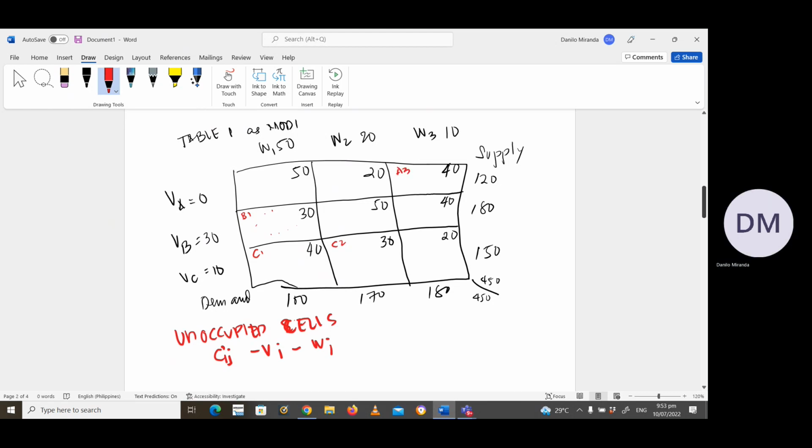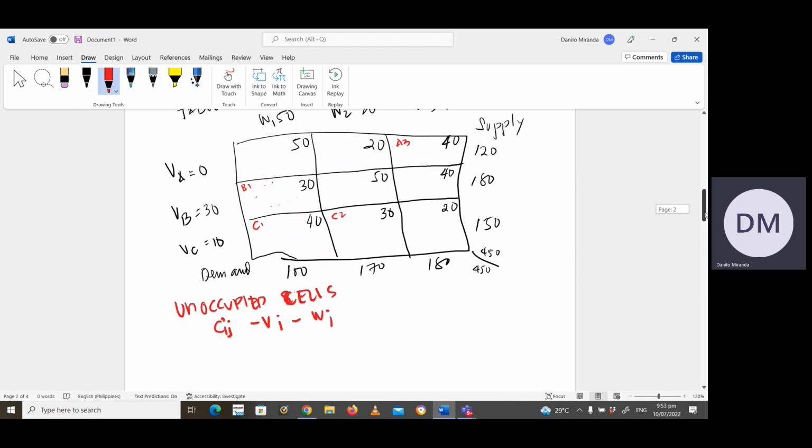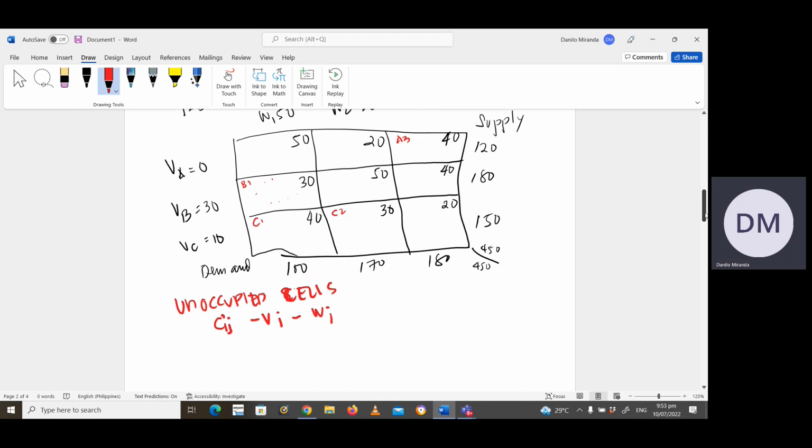A3. So magsimula tayo sa B1. Ayan. So at vacant cells, B1. Okay, ang Cij mo is 30. Di ba? 30 yan. Minus 30. Ito, this is your BB. Minus W1, which is 50. So, meron kang ganyan, so negative 50. No? Negative 50.